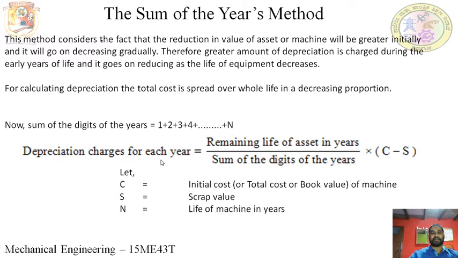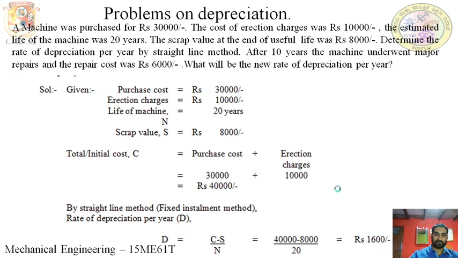So depreciation charge per year equals the remaining life of the asset in years over the sum of the digits of the years. So for the first year, the remaining life is 6 divided by 18. Next year is 5 divided by 18. So the depreciation amount is more in the first year and keeps on decreasing in the following years. You will come to know during the solution of this problem.